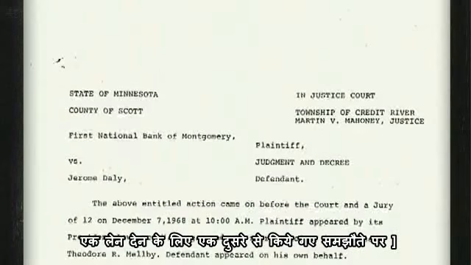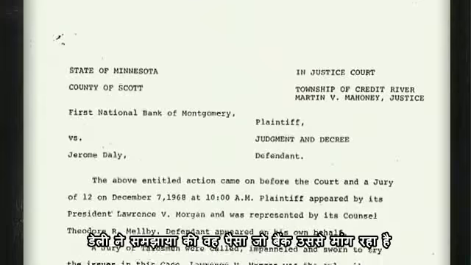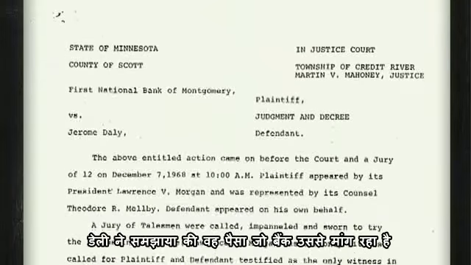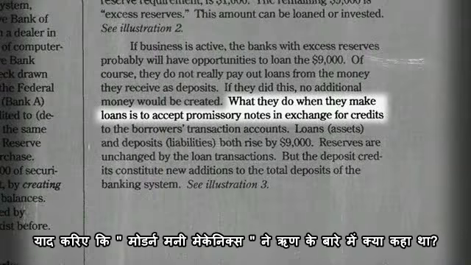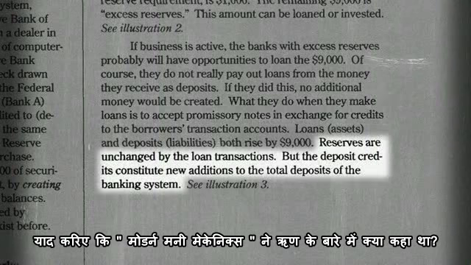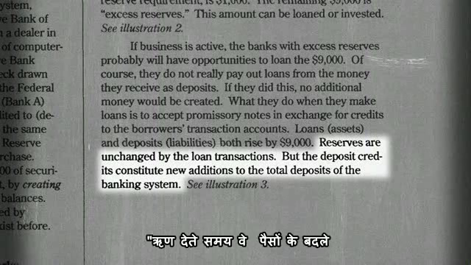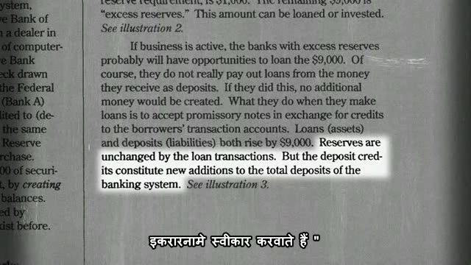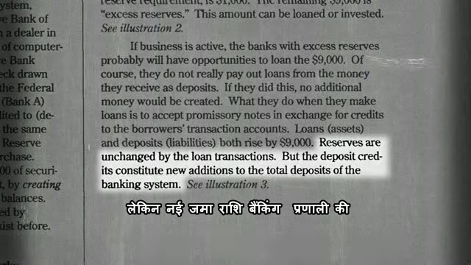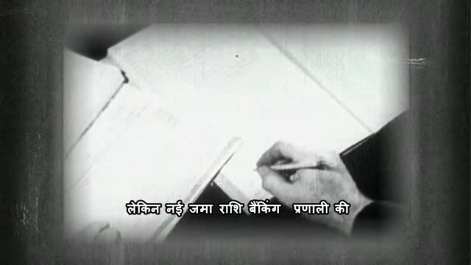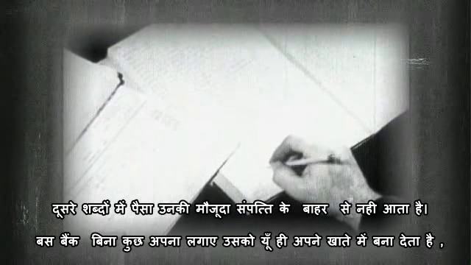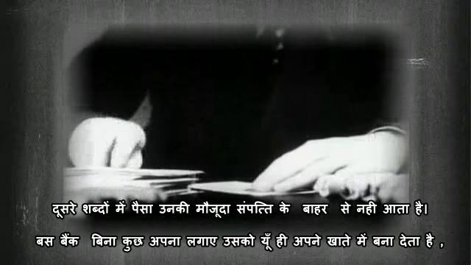Mr. Daly explained that the money was, in fact, not the property of the bank, for it was created out of nothing as soon as the loan agreement was signed. Remember what modern money mechanics stated about loans? What they do when they make loans is to accept promissory notes in exchange for credits. Reserves are unchanged by the loan transactions, but deposit credits constitute new additions to the total deposits of the banking system. In other words, the money doesn't come out of their existing assets. The bank is simply inventing it, putting up nothing of its own, except for a theoretical liability on paper.